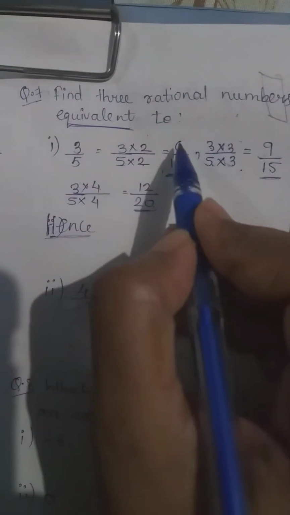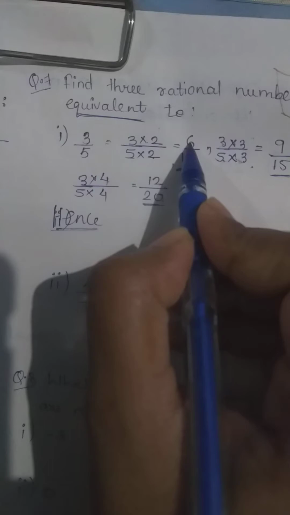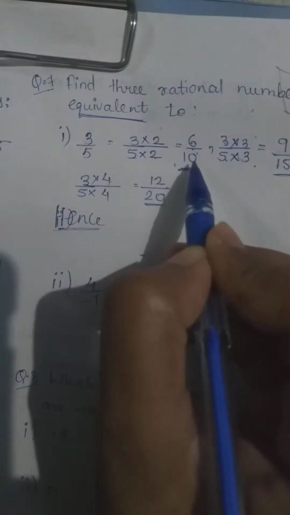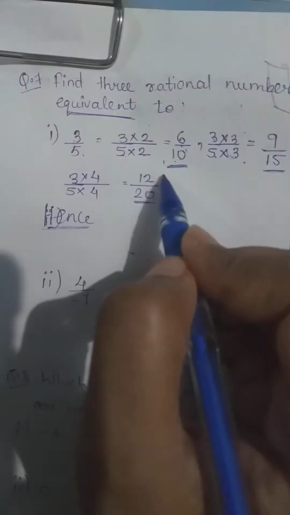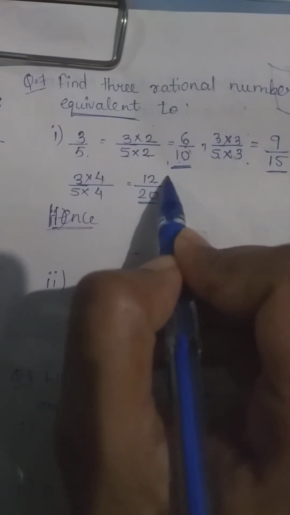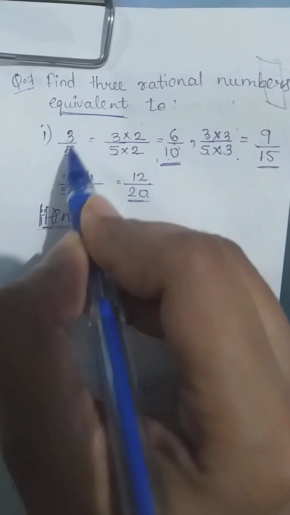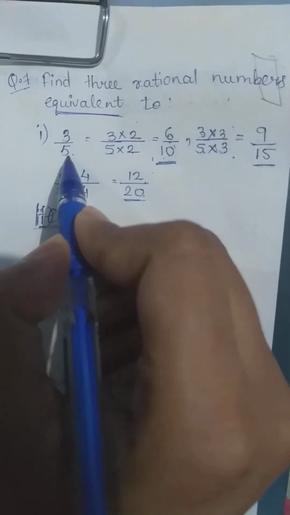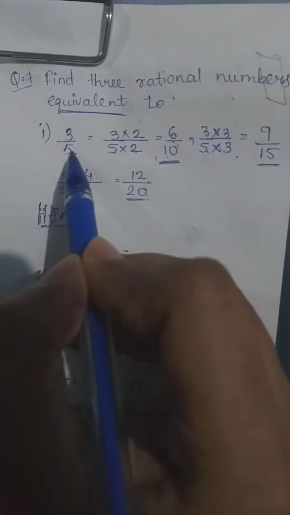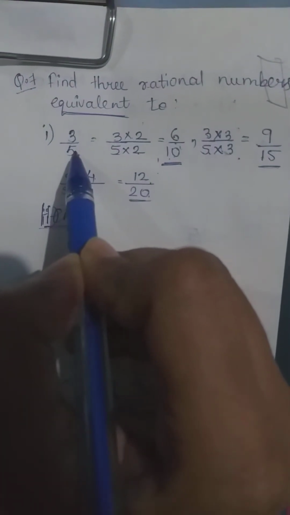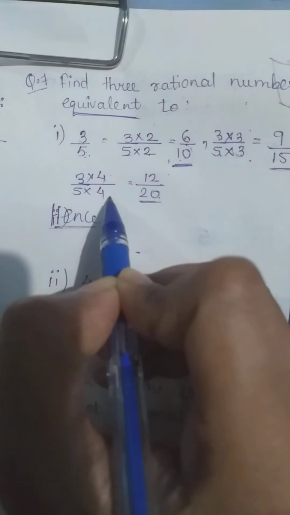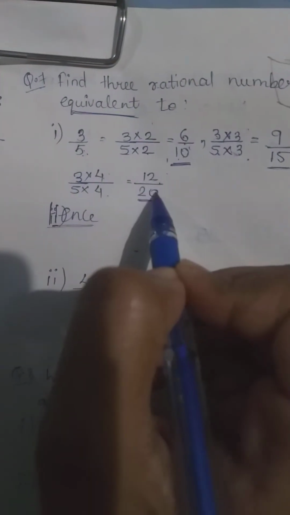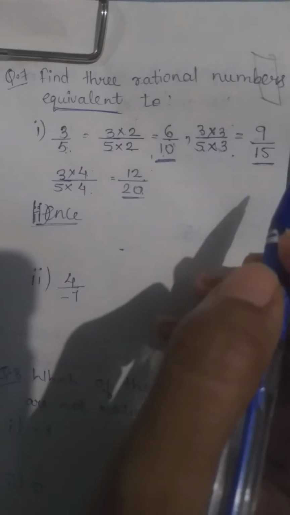In short, I'll explain to you. See, now take a table of 2. 2 3s are 6 and 2 5s are 10. So, even if I do cutting to the smallest or lowest value, the value will be 3 by 5. So, what you have to do? Firstly, multiply the numerator and denominator by 2. Then multiply numerator and denominator by 3 and then again multiply numerator and denominator by 4. Like this way you will get all the 3 and as many rational numbers.